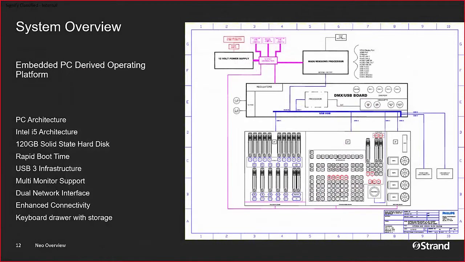A little bit about the system architecture underneath the hood. Everything is connected over and uses a USB 3 infrastructure. So again, we have multi-monitor support, dual network interface, solid state disk drive. It is basic PC architecture, and we have that keyboard drawer with storage.